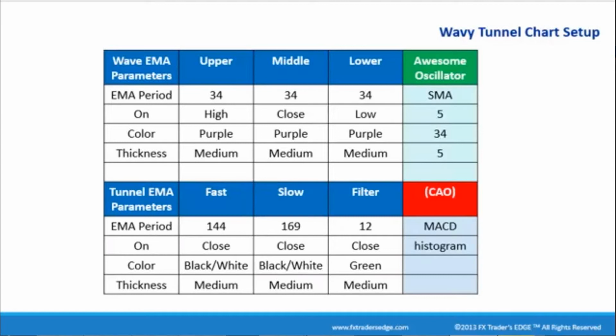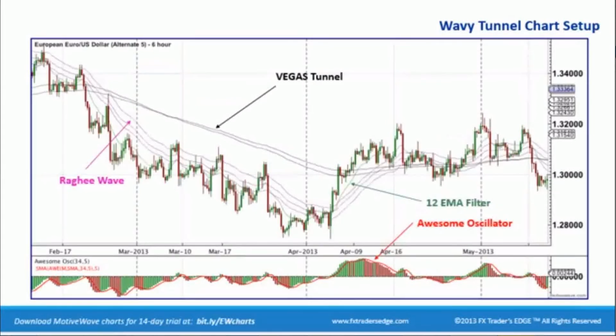Note, the wave and the tunnel are separate tradable strategies that have been combined into one strategy to create potentially higher probability and visually appealing trades. Swing traders will use the template on the 4-hour, the 1-hour, and the 15-minute charts. Day traders will use the wavy tunnel template on the 1-hour, 15-minute, and 5-minute charts, or the 15-minute, 5-minute, and 1-minute charts. This is the basic wavy tunnel chart setup.